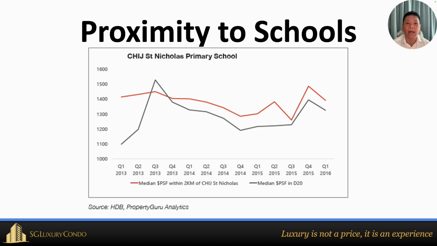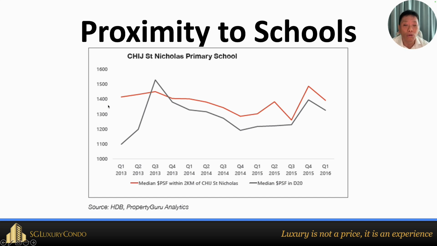So the first one I talk about is proximity to school. It is the number one reason why people buy or want to buy a resale property, or why people move house: they want to put their child nearer to the school of their choice. I use this as one example, St. Nicholas Girls' School, primary school.